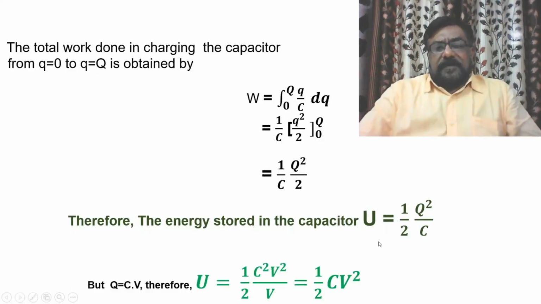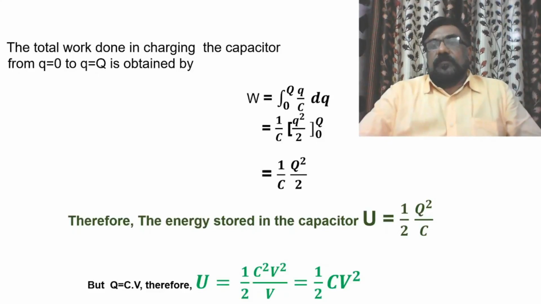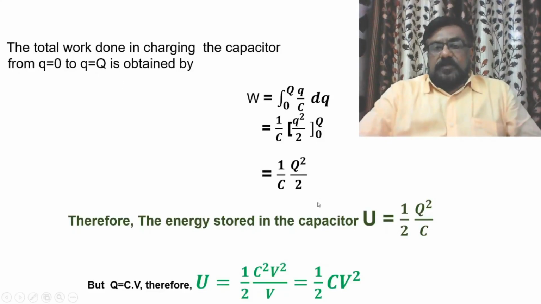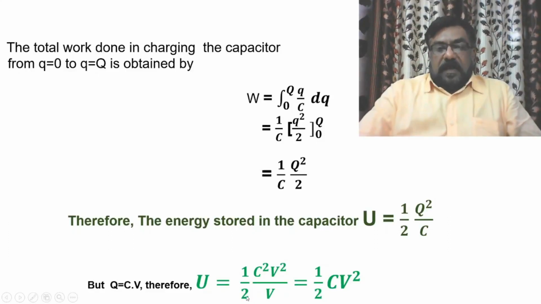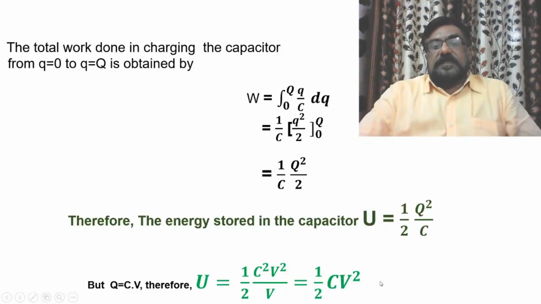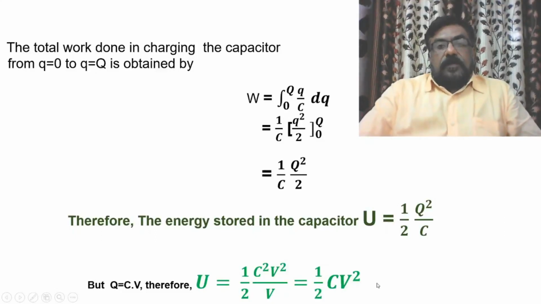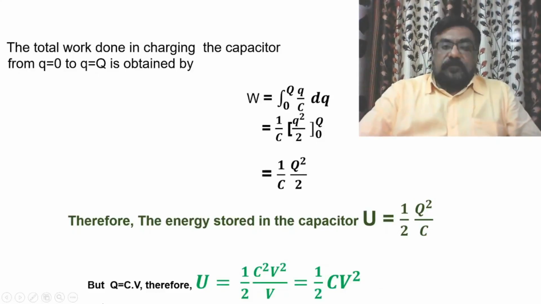I can express this idea in another way in terms of C and V. So we can make a substitution for Q where Q is equal to C into V. So when that value is substituted here, the equation for the energy will be U is equal to half into C square into V square divided by C, and that is equal to half CV square. Similarly, we can obtain another expression in terms of Q and V.